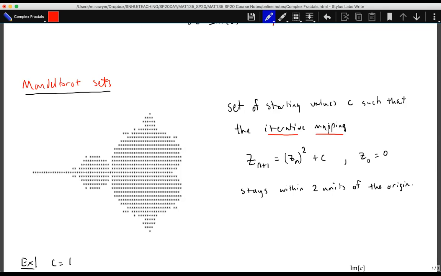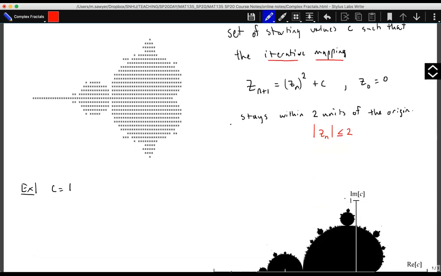And this is what Mandelbrot sets have, this iterative mapping where you take an input, Zn, and you feed that into a function, you do something to the input, and then you get out the next step. The iterative mapping for the Mandelbrot set says my next step is given by my current step squared plus some complex constant. And I choose to start at the origin. If this stays within 2 units of the origin, if the modulus of my Zn is less than or equal to 2, then I consider it to be in my Mandelbrot set.